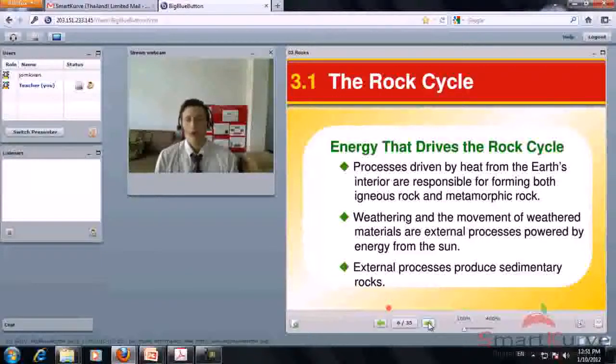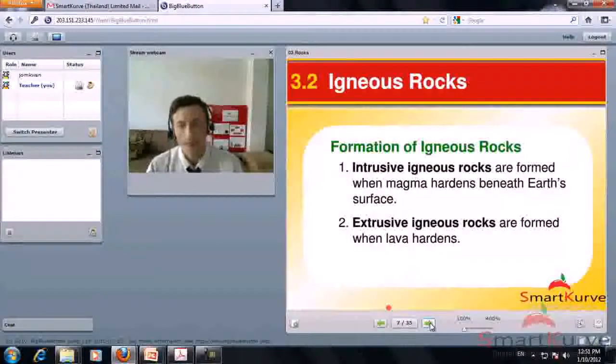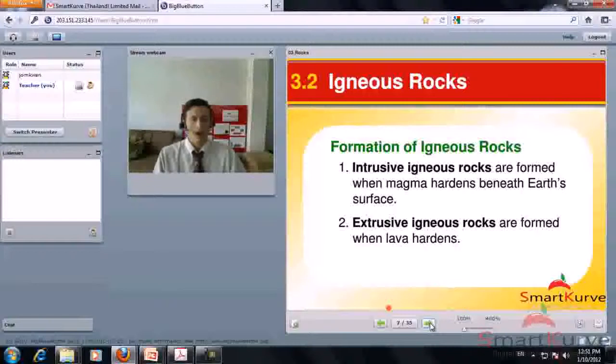The weathering, which we learned about with sedimentary rock, weathered materials are external processes powered by energy from the sun. And that's what produces our sedimentary rocks. Now let's take a closer look at each of these different types of rock: igneous, sedimentary, metamorphic, and magma. The first one we're going to look at is igneous.